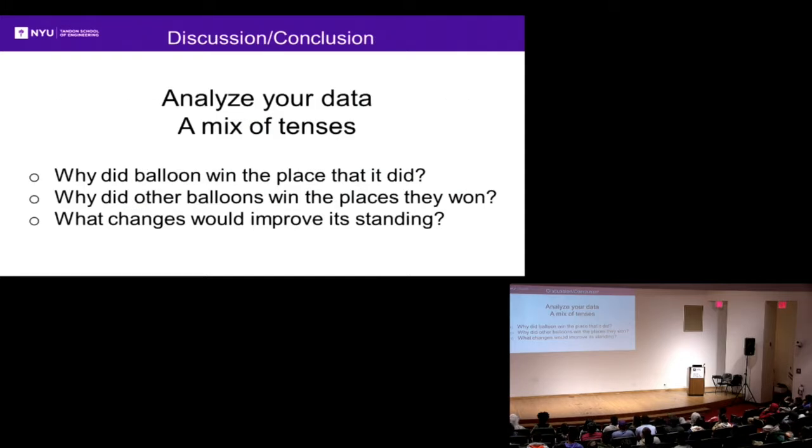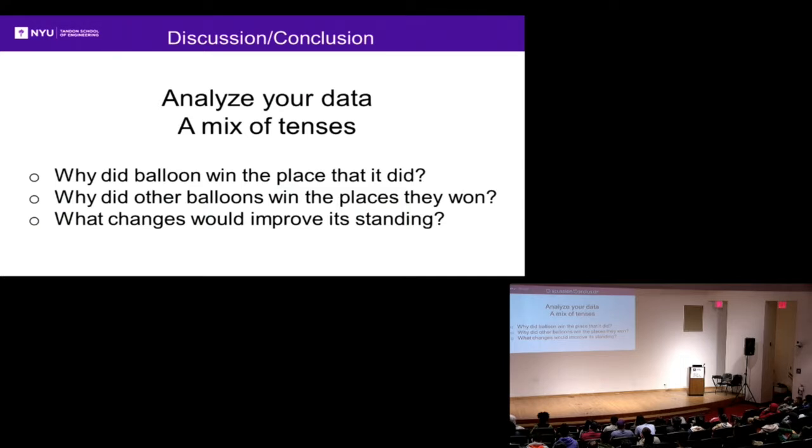Finally is your conclusion section, and this is where you analyze your data. It's going to be a mix of tenses. Obviously, if you're talking about what you did in the lab, that's going to be in the past tense. And then you're talking about changes that you might make to the balloon to improve its performance. That's going to be in the future tense, right? Then you're going to explain why your balloon won the place that it did, why the other balloons won the places that they won, and then what changes you would make to improve your balloon's standing.